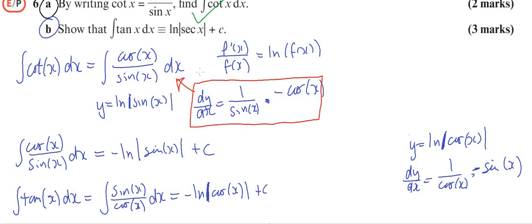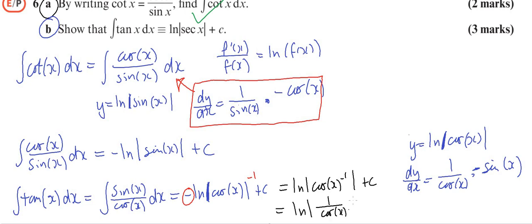Okay, so now why is this equal to ln of sec x? Well, basic law of logs. I've got a minus here, so I'm going to make that minus 1. So now I've got this equals ln of cosine of x to the power minus 1 plus c. When you write it, that means I've got ln of 1 over cosine of x plus c. And as long as we know our identity, we know that is ln of sec x plus c. And that is our second part taken care of.